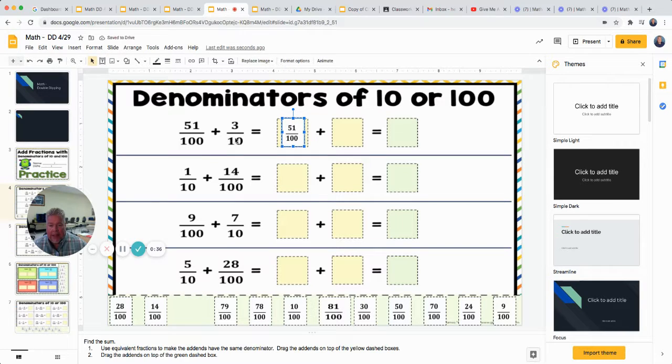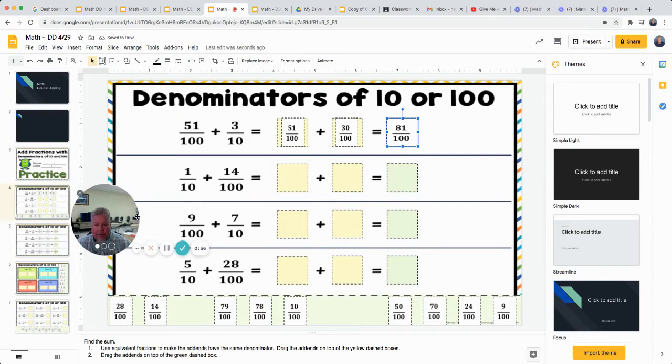3/10, if we change it to hundredths, what would it be? 10 times 10 is 100. 3 times 10 is 30. So 3/10 is 30 hundredths. So what would 51 hundredths plus 30 hundredths be? 51 plus 30 would be 81 hundredths. So we find that slide or that picture and put it right here. So that's what you're going to do on these first slides.